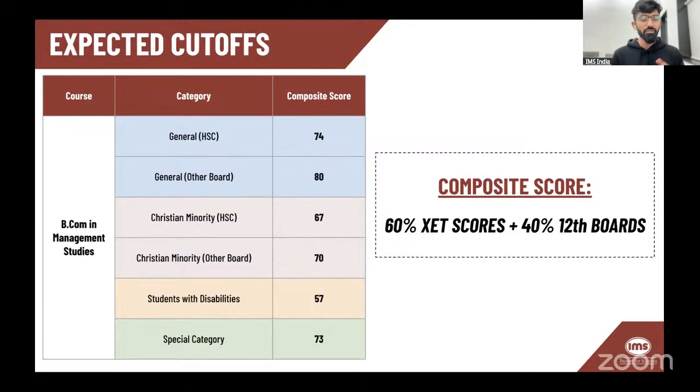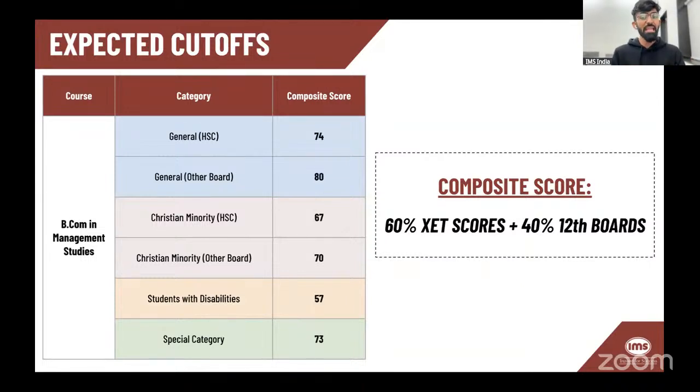Now, these expected cutoffs are based on past year trends, how the paper was this year, and also the HSC results which are already out. For a general category student who has appeared for the HSC board, the composite score should be close to 74. For students in the general category who have written any other board apart from the HSC state board, it should be 80. For Christian minority, HSC 67, Christian minority other boards 70. For students with disabilities, the cutoff for composite score will be 57. For special category, it will be 73.